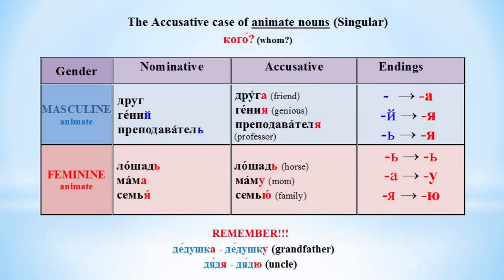But be attentive about some exceptions. We know that there are some words that denote men and they have letters а or я at the end. But these words are masculine, they are not feminine. But in the accusative case, they will follow the usual rule. So letter а will be changed to letter у, like дедушка, дедушку. And letter я will be changed to letter ю, like дядя, дядю.